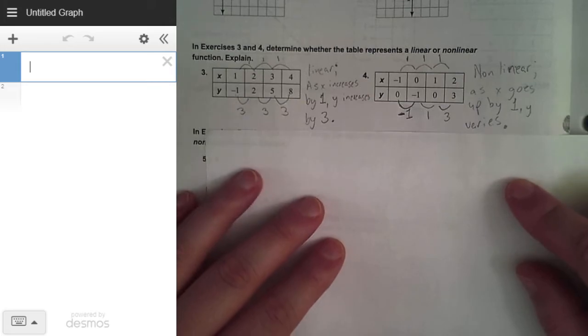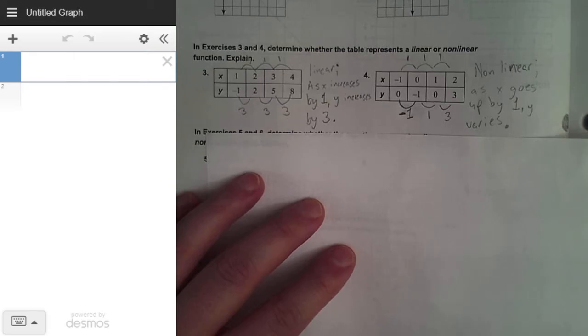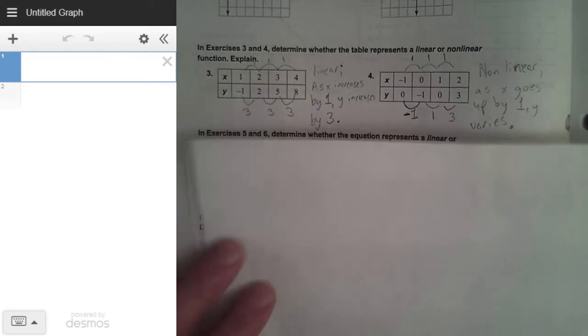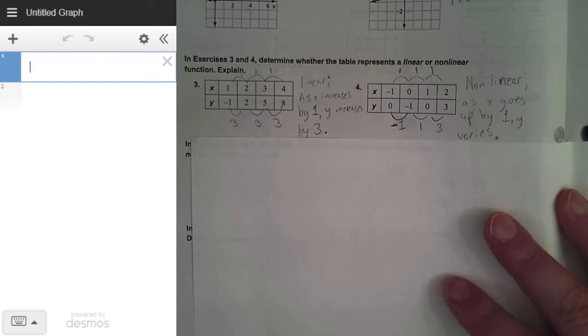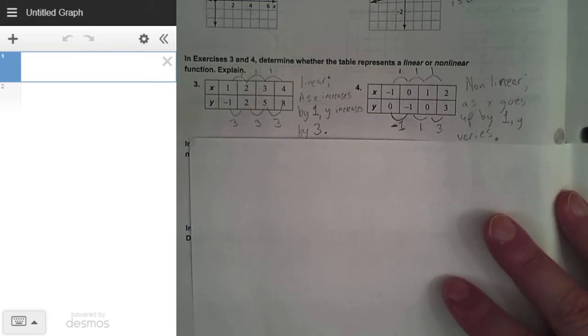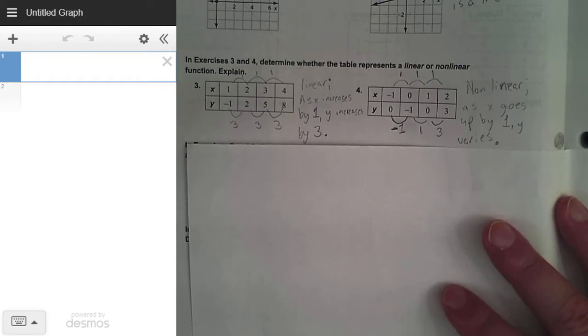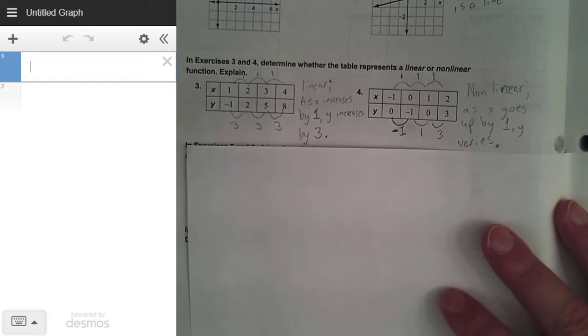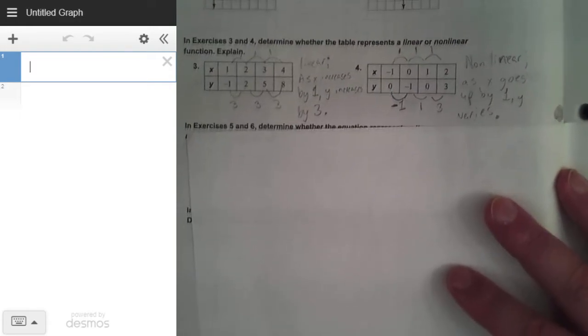For number 4, we see that x is always increasing by 1. Then y increases by -1, then it increases by 1, and then it increases by 3. This should cue us in immediately that this is nonlinear, because our y is changing differently. It needs to be the same value each time. As x goes up by 1, y varies, so we do not have a constant rate of change, and that's why we're saying this is nonlinear for number 4.